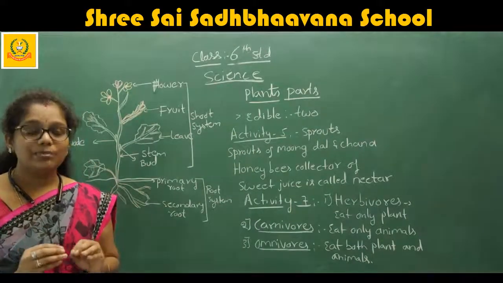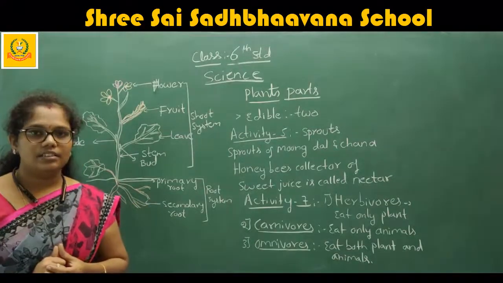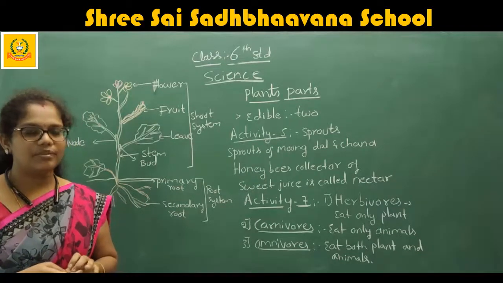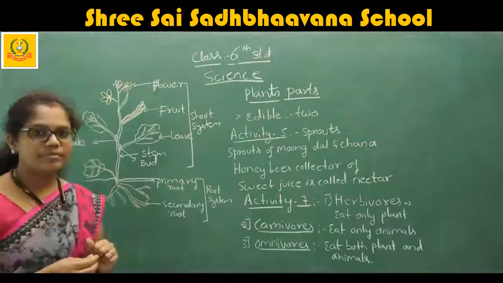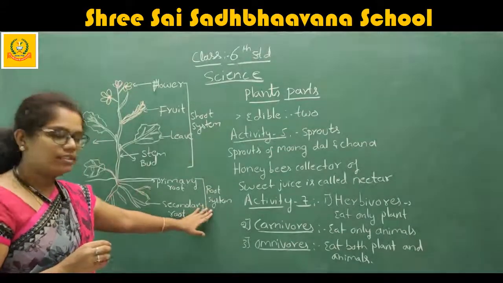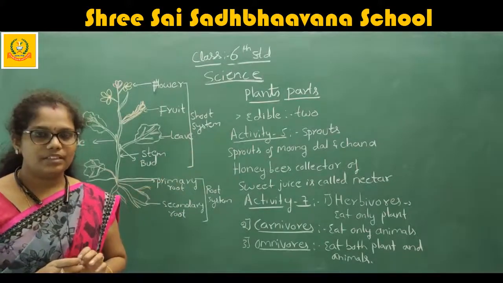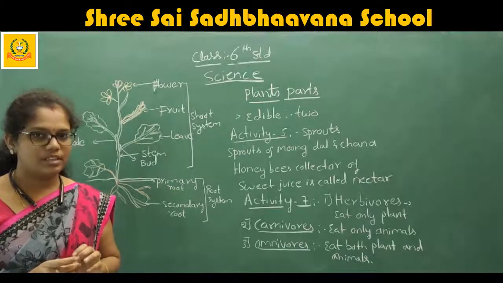These are the important parts of plants. What are the important parts of plants? We will discuss one more time. One is the root system and another is the shoot system. The first one is the root system and the next one is the shoot system.